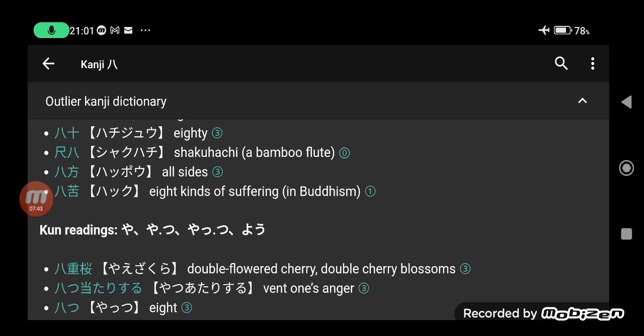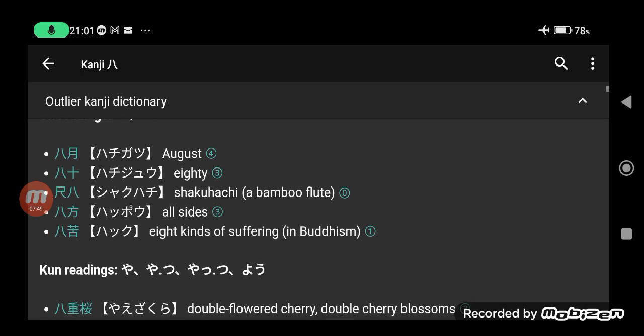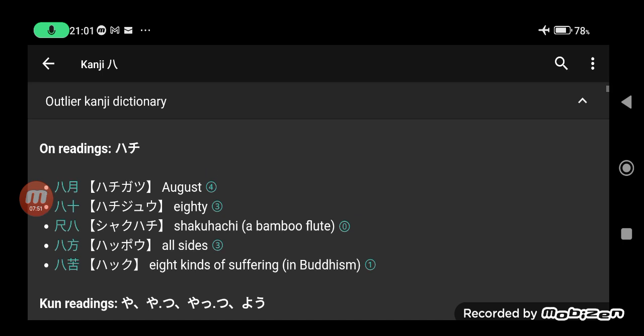Happo. So again, the hachi, or 8. What do you notice on the hachi? The onyomi hachi has the right part chi. I have discussed this one.